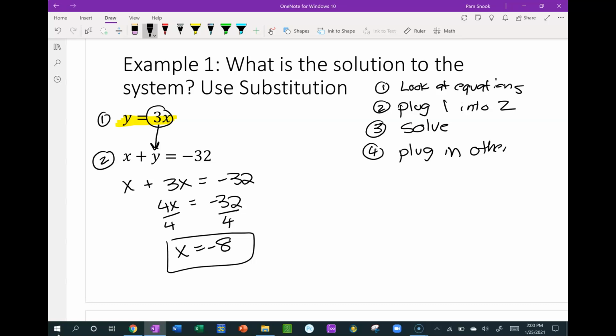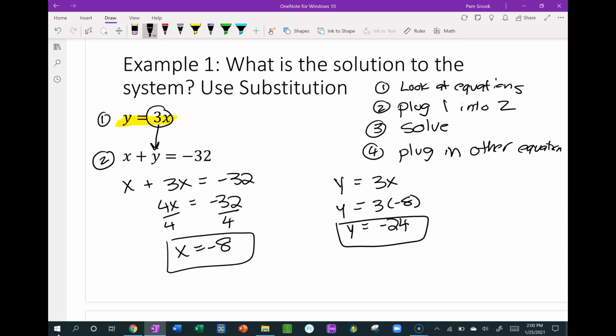The other equation. So I'm going to take that negative 8, and I'm going to plug it back into equation 1, because what I'm trying to do now is solve for y. And the easy way I can do that, since 1 is already solved for y, is just plug in there. So I have y equals 3x, and I know x is negative 8. So that gives me y equals negative 24. So there's my other answer.